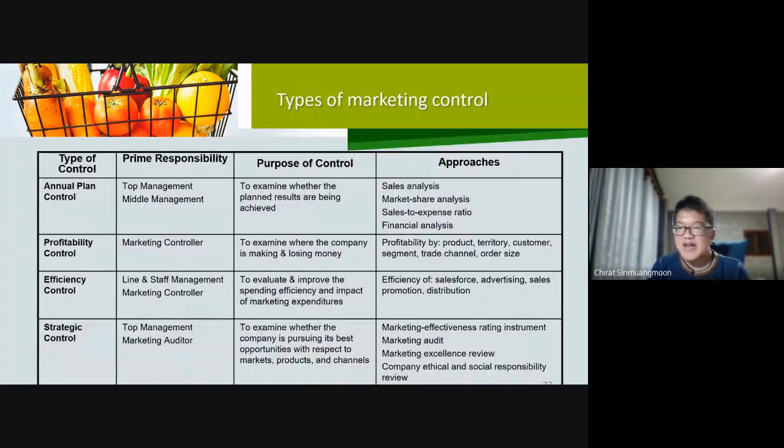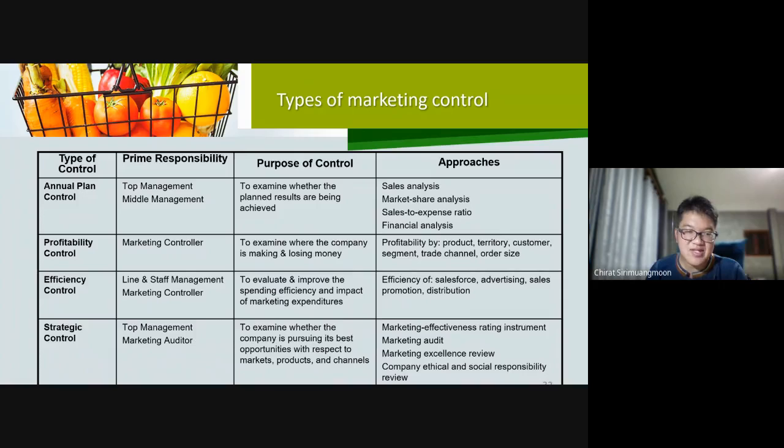Last one, the types of marketing control. There are actually four types of marketing control. The first one is annual plan control. The person in charge is the top managers or the middle managers. The purpose of annual plan control is to examine whether planned results are being achieved, whether there is a good result or not. You can know that by sales analysis, market share analysis, sales expense ratio, and financial analysis.